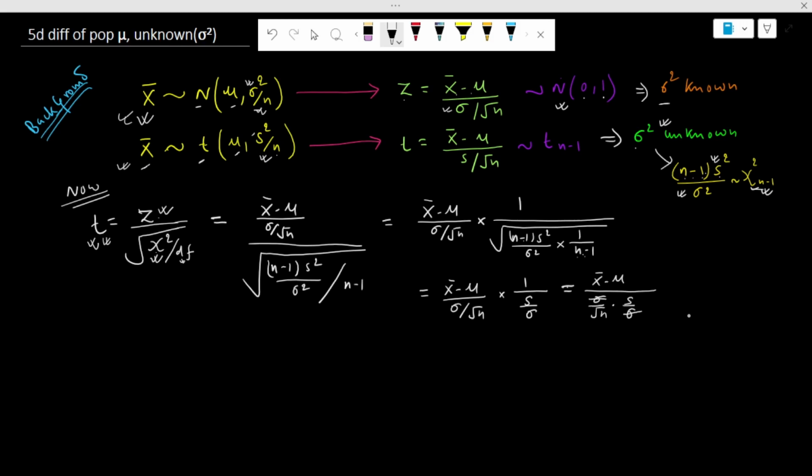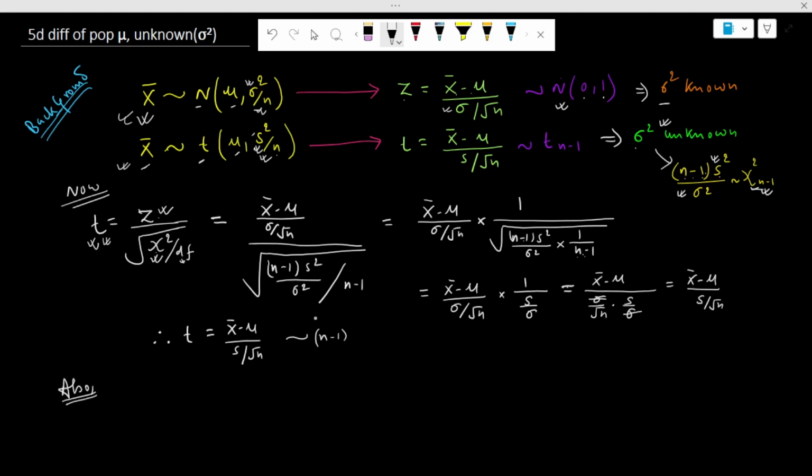As sigma cancels out, we are left with the following. When the population variance is unknown and we estimate it using our sample variance, then instead of a z-score, we get a t-score. So the z-score turns into a t-score with n-1 degrees of freedom, and in place of the population variance, we use the sample variance in this relationship.